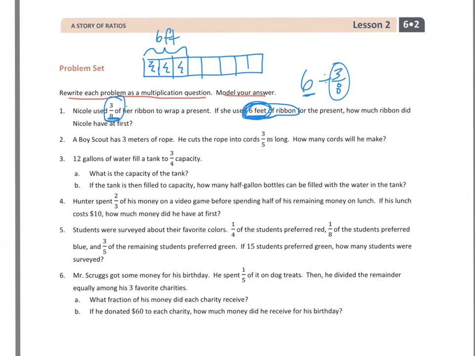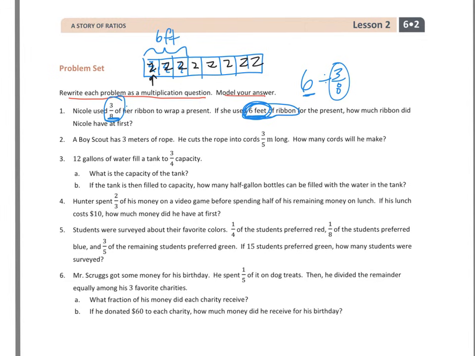Now what I can do is figure out how much goes inside of each of those boxes. So if 3 boxes is worth 6, I know that each one is going to be worth 2. Because 2 plus 2 plus 2 gets me 6. So if this box is 2, all the rest of them are going to be 2.